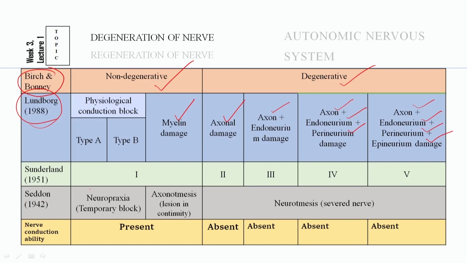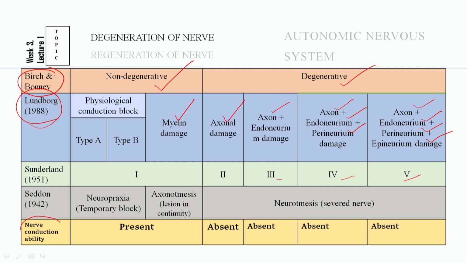Now Sunderland has already told type 1, type 2, type 3, type 4, type 5. In relation to the Seddon classification, type 1 is neuropraxia, then axonotmesis, then type 3, type 4, type 5 will be called neurotmesis. That means severe nerve damage happens.